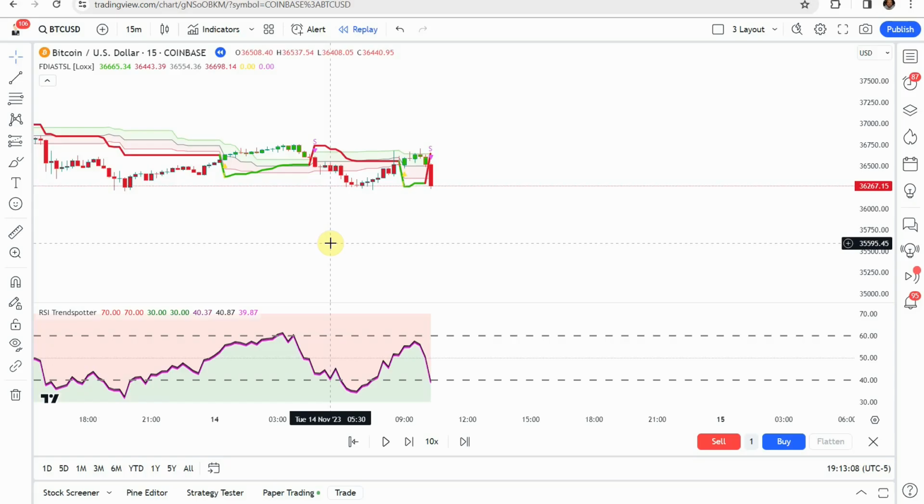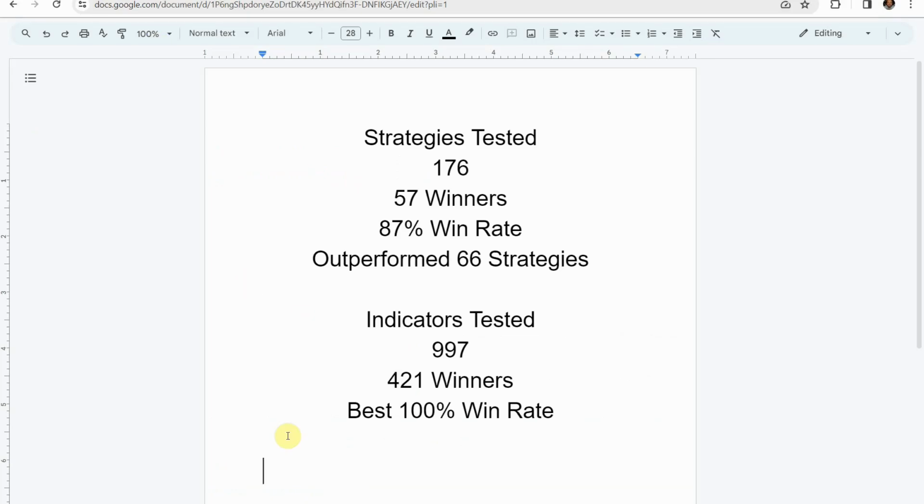Alright, as I said, today we will be testing a 15-minute crypto scalping strategy. Before we do though, I wanted to put the testing scoreboard up for everyone to see. To date, we have tested a total of 176 different strategies, with 57 of them being winners. The best one so far was able to achieve an 87% win rate. That was achieved using the Academy of Forex indicator. Since we have been keeping track, it has outperformed 66 of the strategies that we have put it against, every single one so far. We've also tested a total of 997 indicators, with 421 of them being winners.